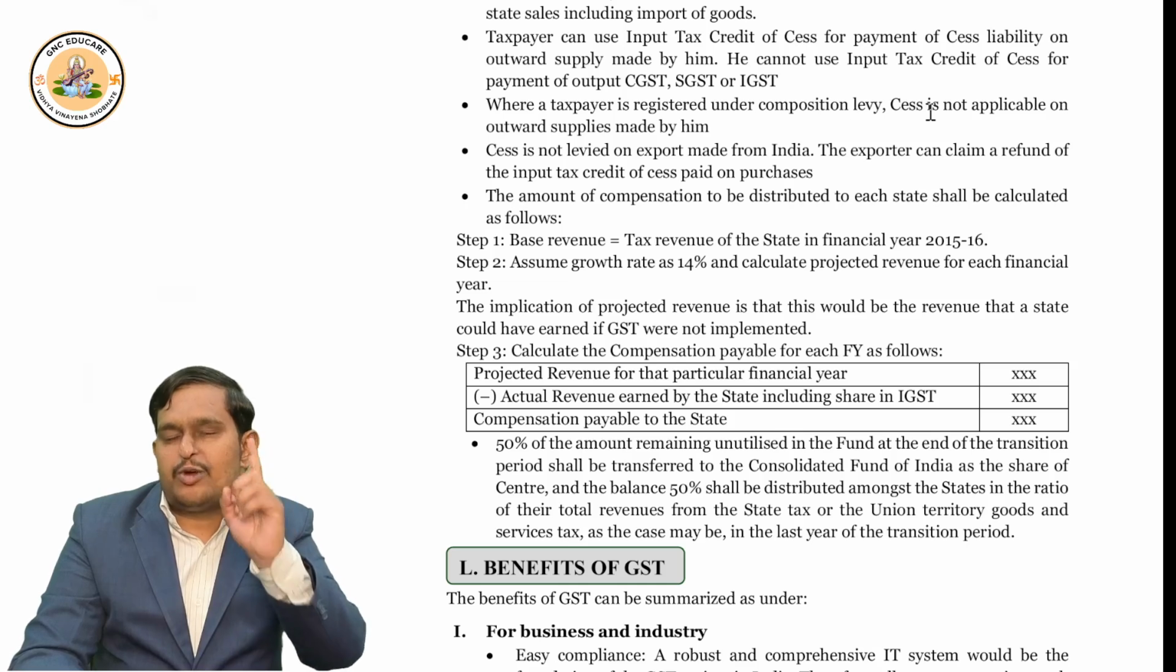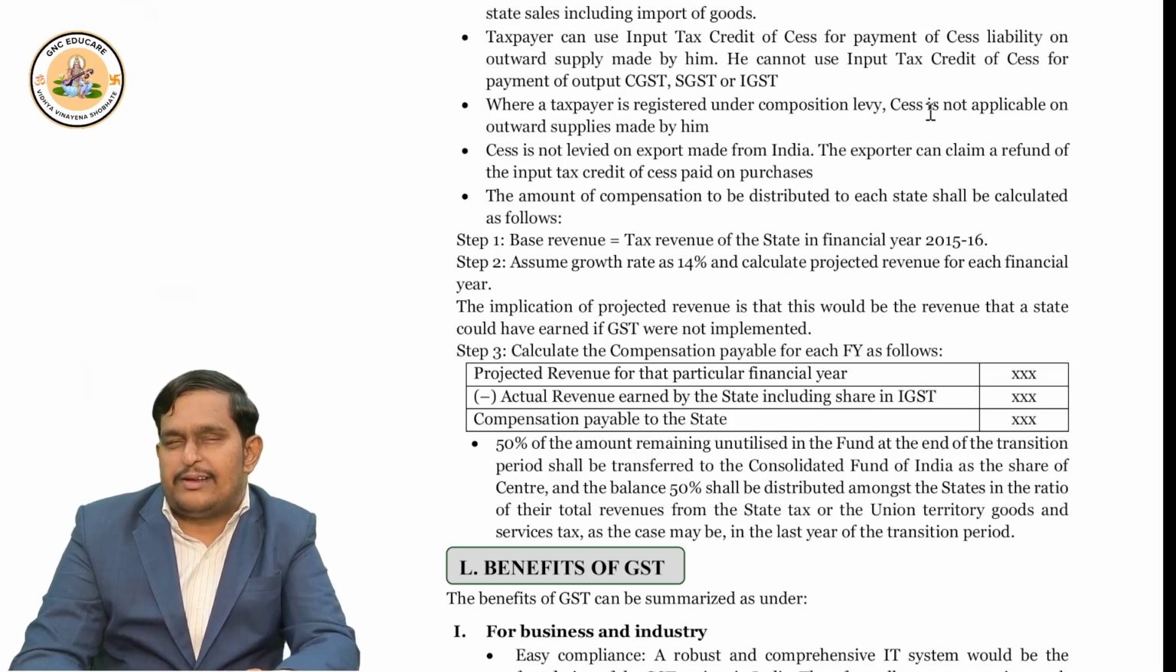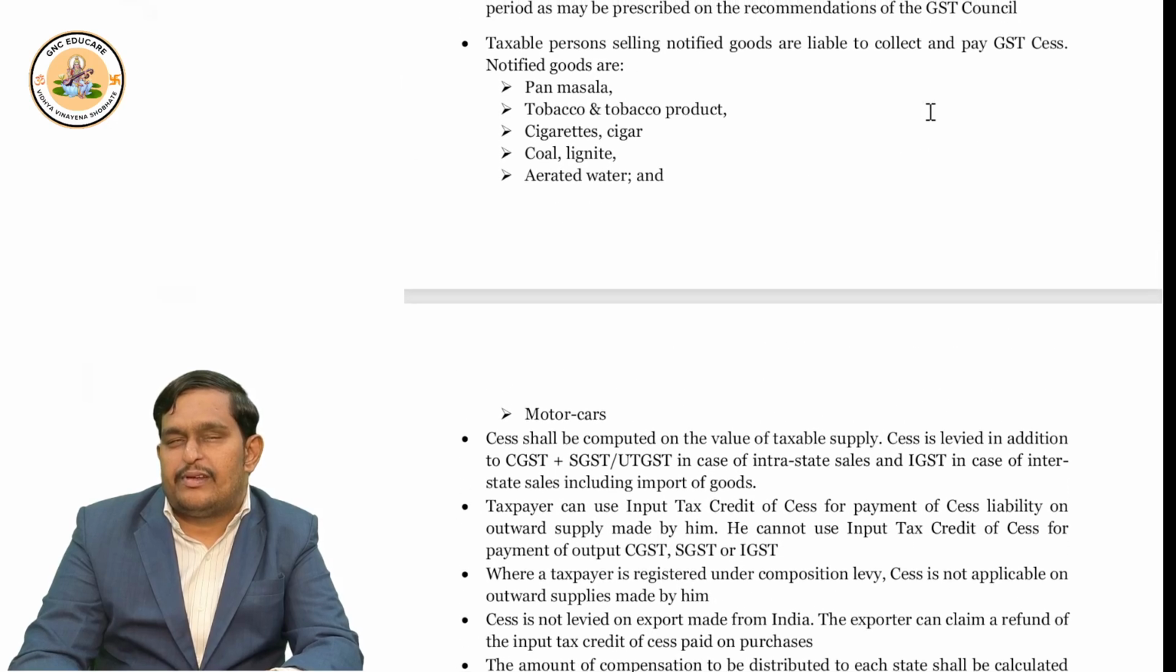On pan masala, tobacco and tobacco products, cigars and cigarettes. Are you able to connect? Motor car. On these types of products, and coal and lignite, GST compensation cess applies. The assessee can claim the input tax credit for GST compensation cess. If it is the composition scheme, then this will not apply. This way you are supposed to understand the things.